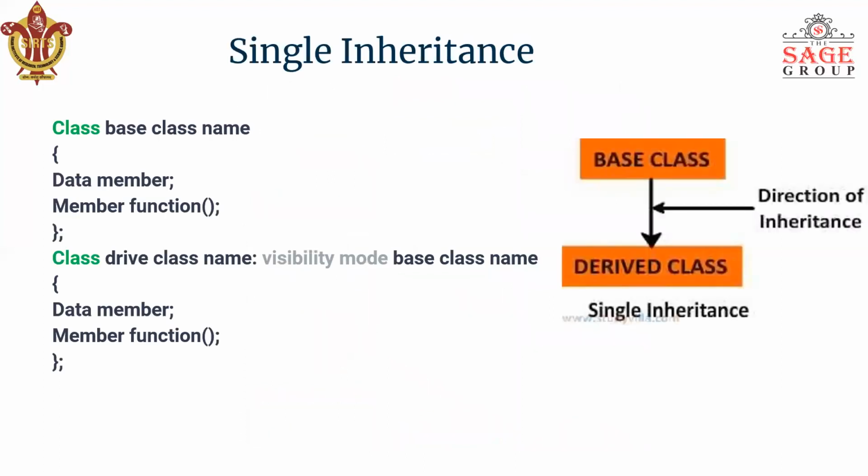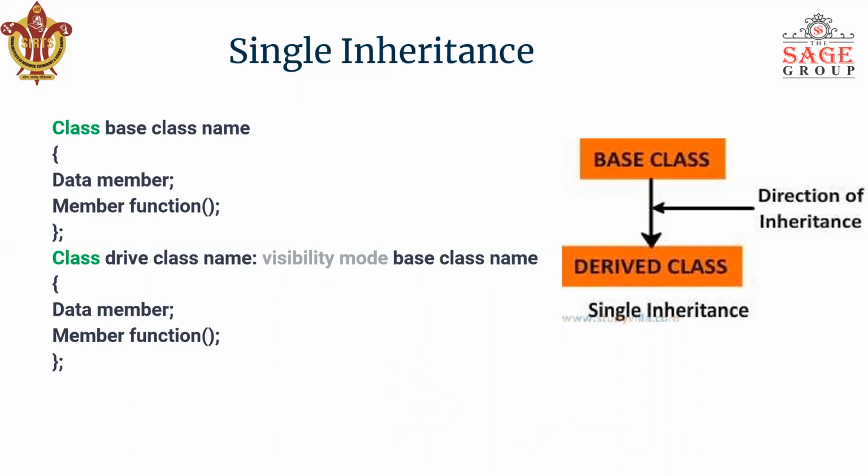Now if we talk about single inheritance, single inheritance is basically one base class having one derived class, and the direction of the arrow simply indicates the direction of inheritance, that from the base class we can develop a new class, that is a derived class. It is also known as a child class.